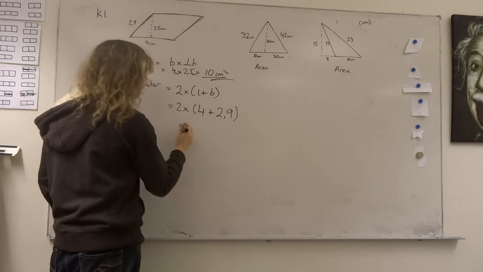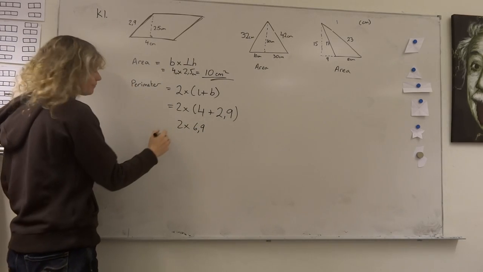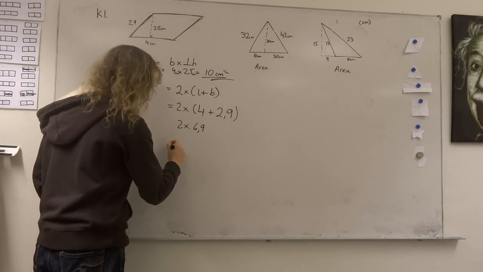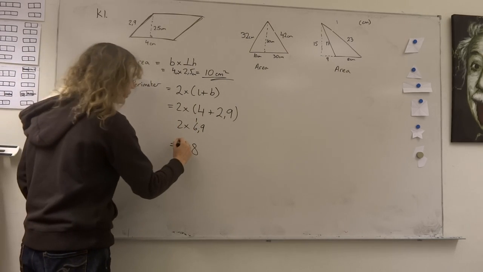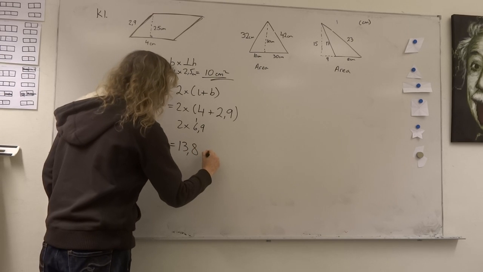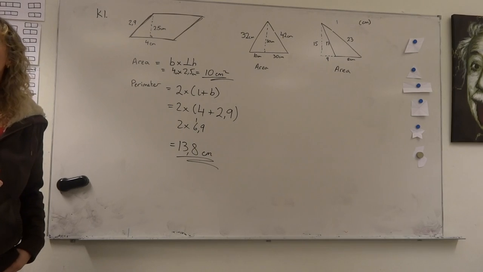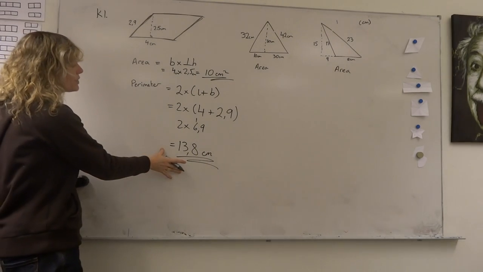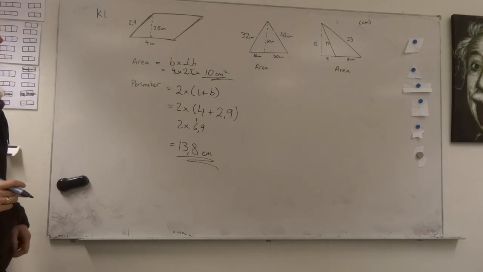So 4 plus 2.9 is 6.9, and we just have to double that. 2 9s are 18, carry 1. 2 6s are 12, plus 1, 13. 13.8 centimeters. Perimeter is just all these different centimeters added up together. So we have a perimeter of 13.8 and we have an area of 10 centimeters squared.